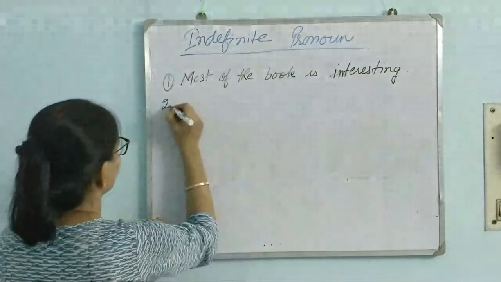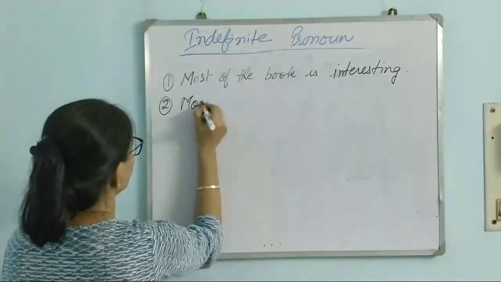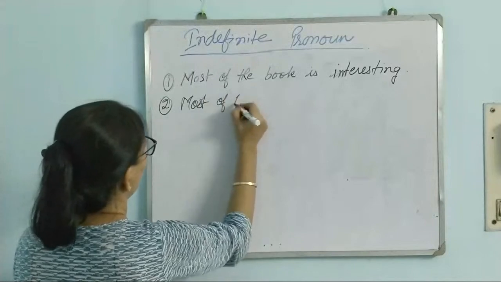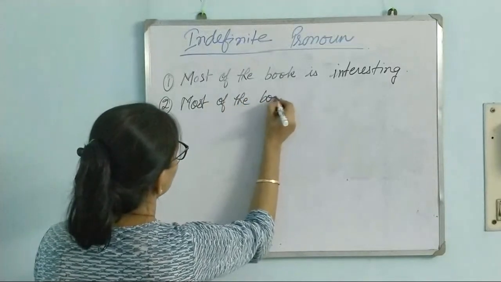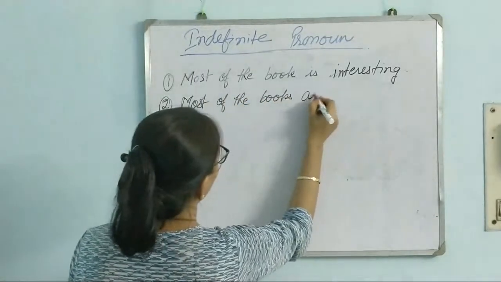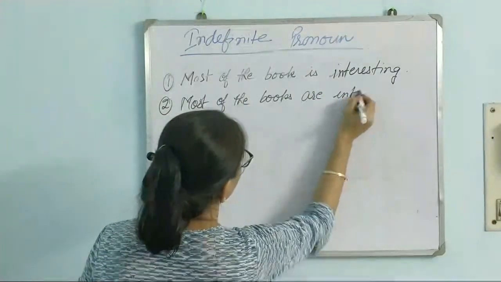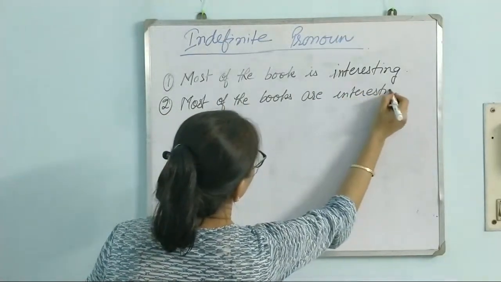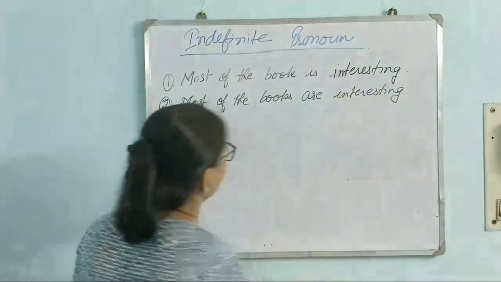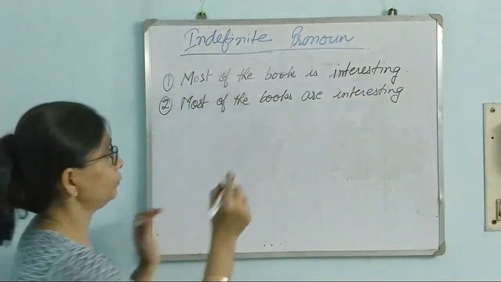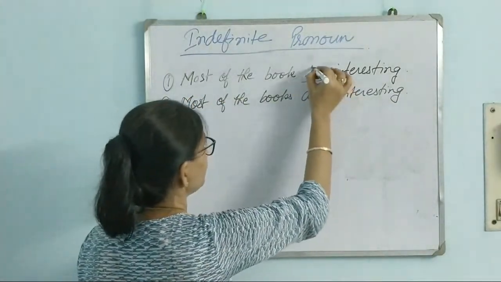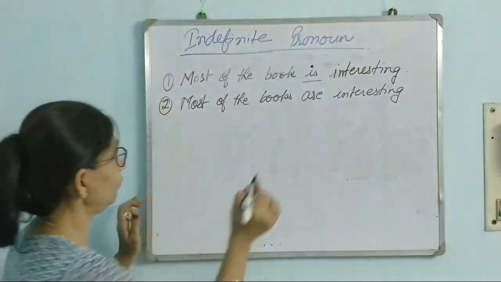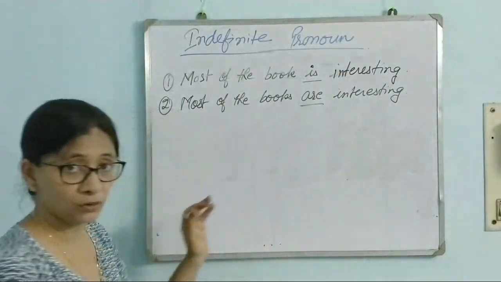Let me write yet another one, then we can talk about the difference. Most of the books are interesting. Now, here most is used in singular way because singular verb is there, and here most is used as plural because plural verb is there.